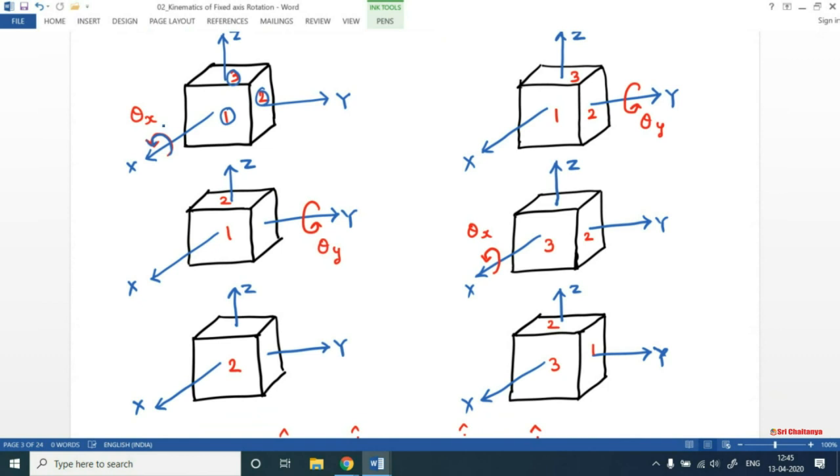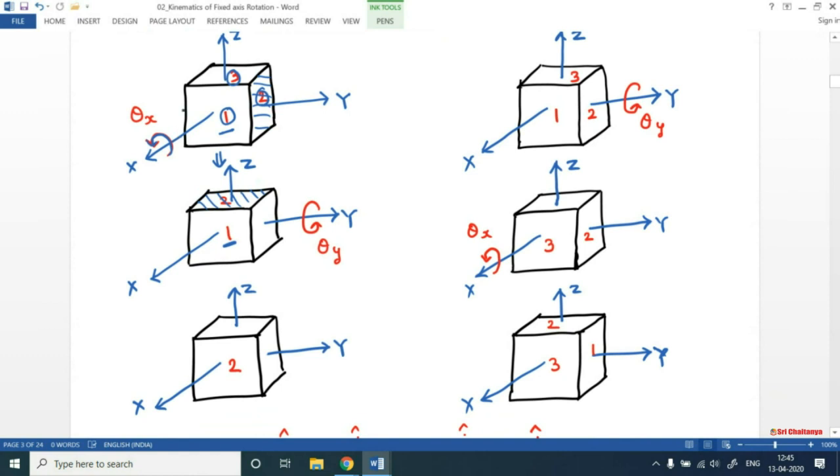So here, from this to this, if we are rotating by theta x along the x-axis, this face over here will go up. So this 2 will come over here, and this 1 will be as it is, and the lower face will come to the right over here. So this is after displacing by theta x along the x-axis by 90 degrees.